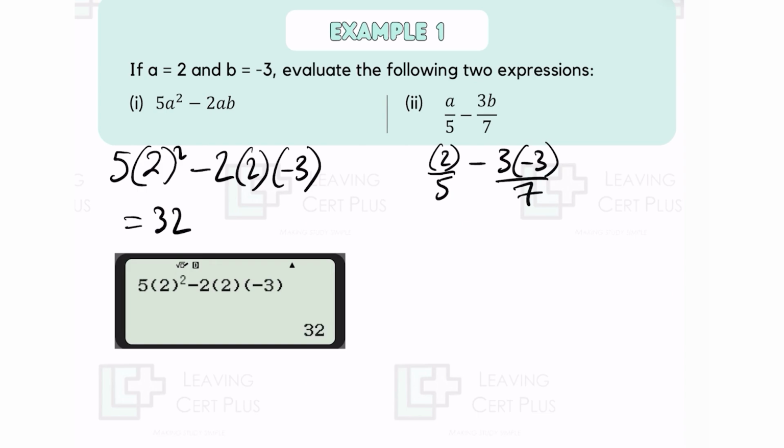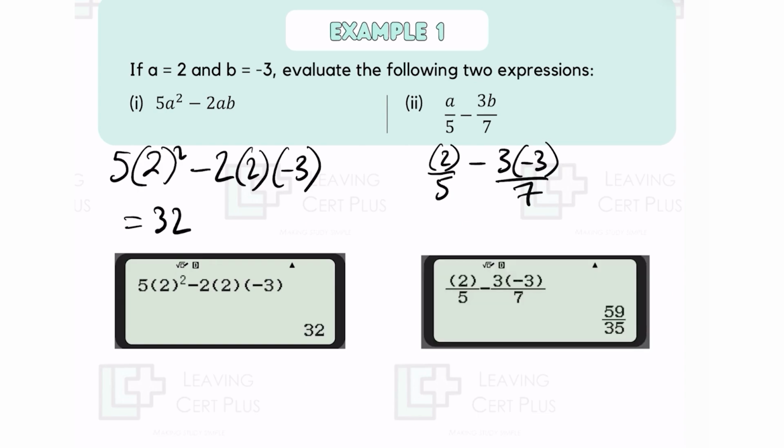So the answer looked a bit weird this time. We got 59 over 35. We don't really care what the answer is. Whatever we get, we pick up the free marks. So now it's on to an exam paper question.